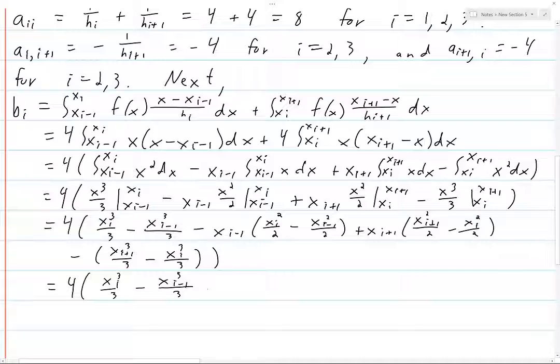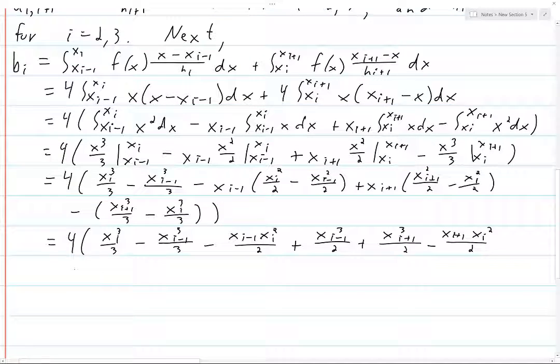2 plus xi minus 1 cubed over 2 plus xi plus 1 cubed over 2 minus xi plus 1 xi squared over 2. Now we're also subtracting xi plus 1 cubed over 3 plus xi cubed over 3. Alright, and now we're on to the last step of the general formula.